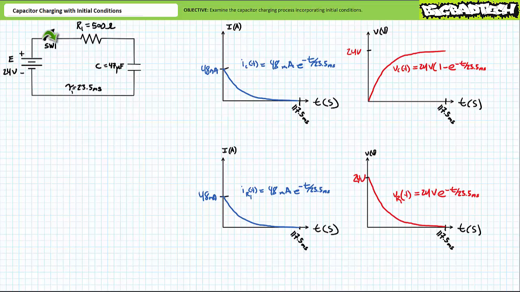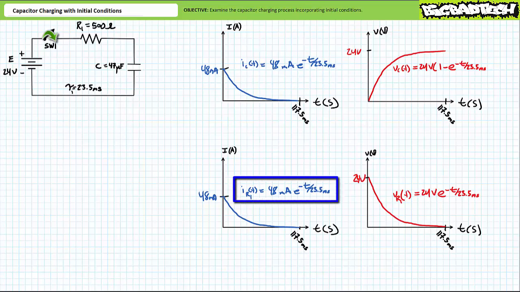Voltage across the capacitor, Vc of t, during the charging process was 24 volts times 1 minus e to the negative t over 23.5 milliseconds. Voltage across the capacitor started out at our initial voltage of 0 volts and grew to 24 volts by 117.5 milliseconds.